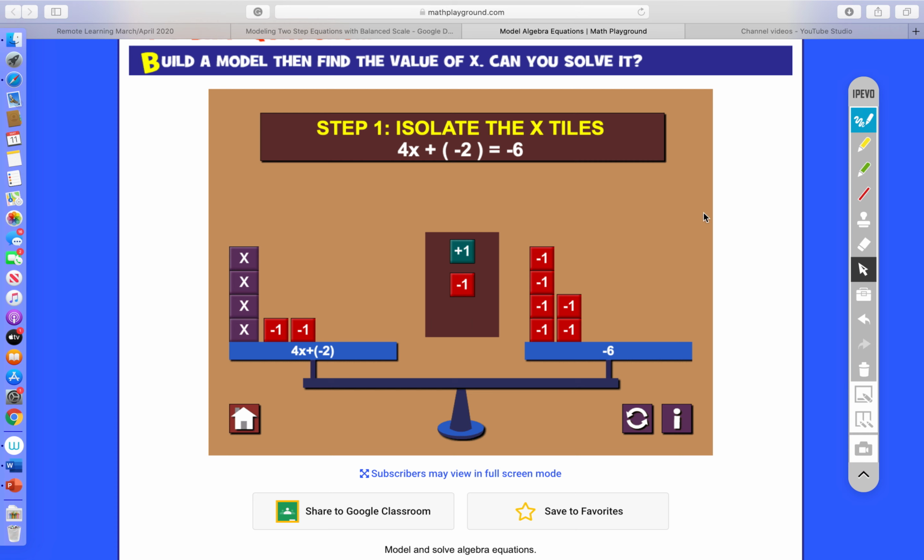This is the step where I forgot to take a screenshot. I need to isolate the X tiles and take a screenshot, so I'm going to do that. Now my X tiles are isolated, right? There's nothing on the left side except for X tiles. Each one is called an X tile. And I need to take a screenshot of that.